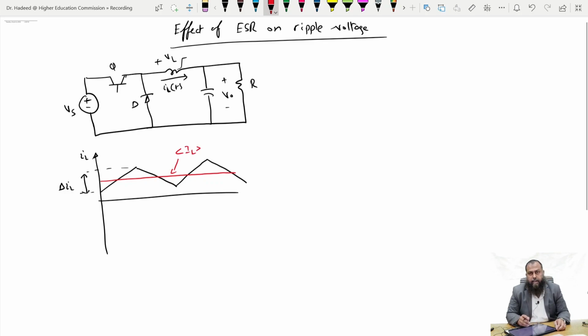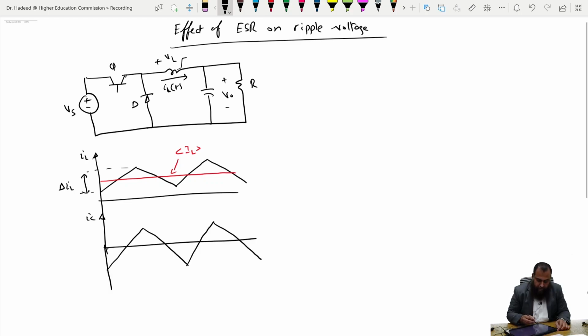Now we design the output side of a buck converter such that the DC component of the inductor current flows through the resistance only, and the ripple component should flow through the capacitor. So this is the capacitor current here, and this indicates that the capacitor current IC is equal to the delta IL here.